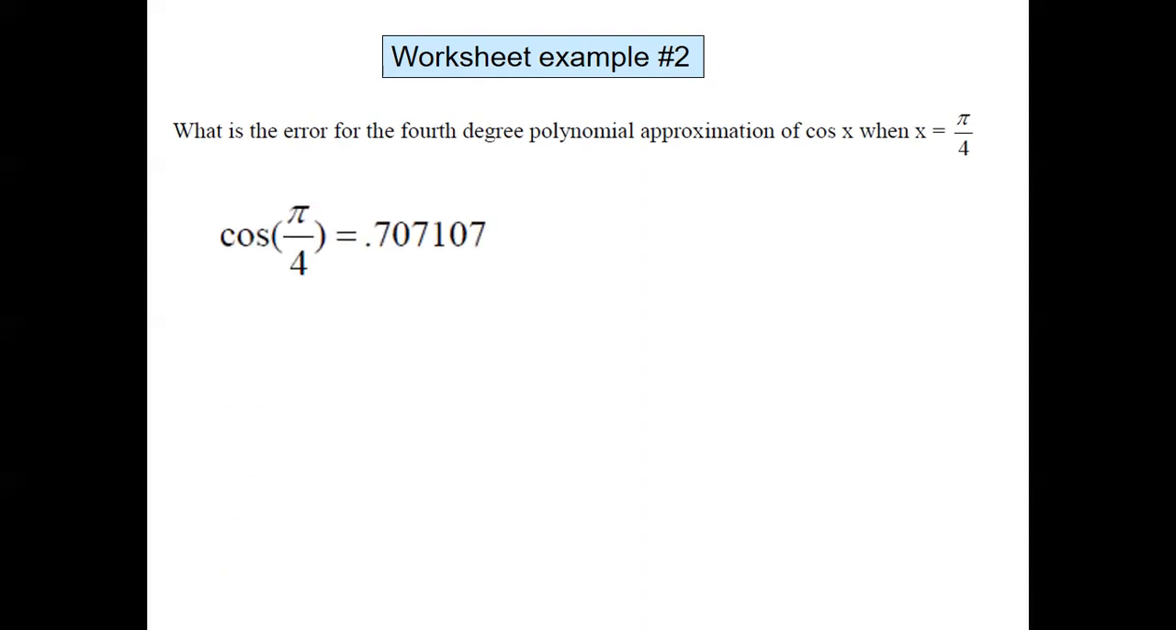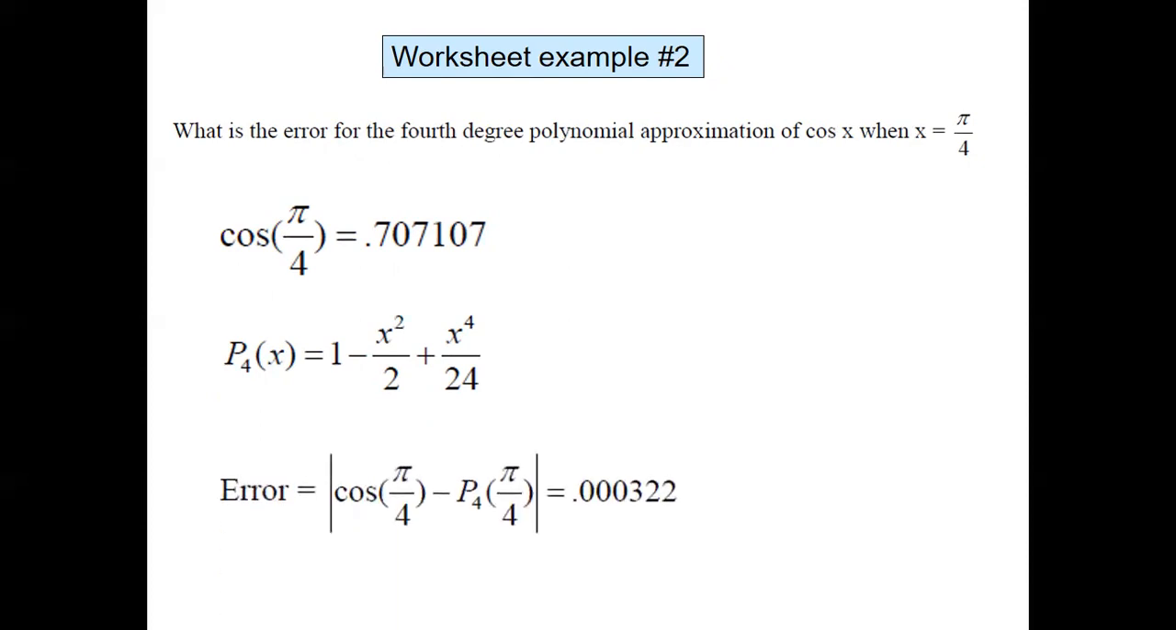Okay, so let's find the value of the function at pi over 4. Cosine of pi over 4 is 1 over the square root of 2, or 0.707. Here's my 4th degree polynomial for the cosine function. I turned the 2 factorial and the 4 factorial into their actual values there.